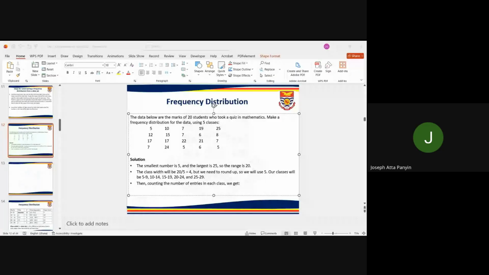So that means that if we get the 5 as the interval, when you're counting, you have to start from 5, 6, 7, 8, 9, giving you 5 as the interval.